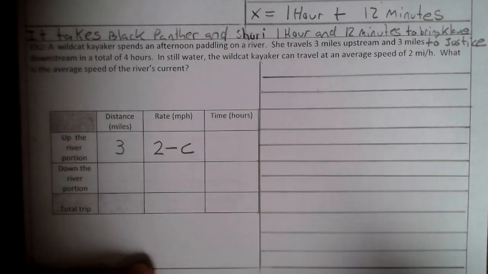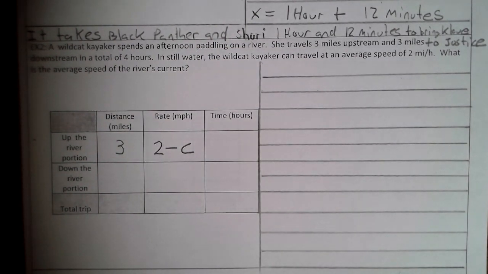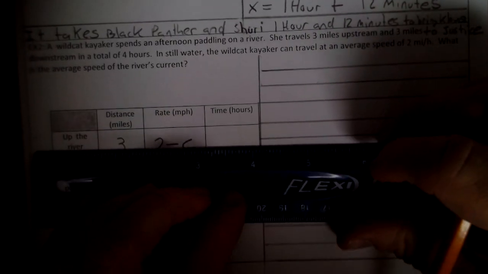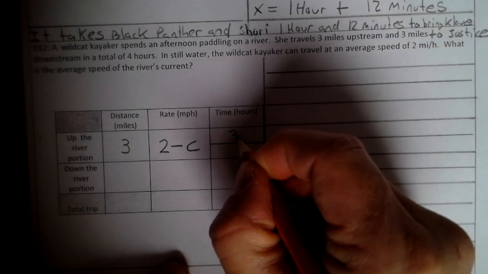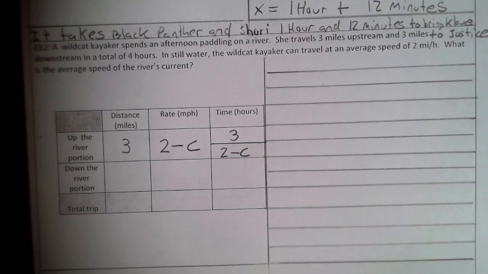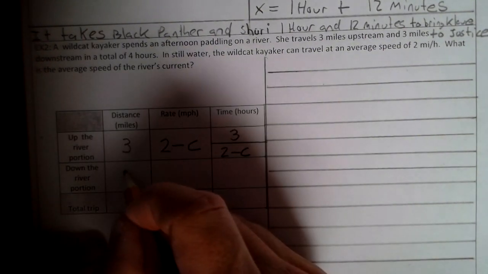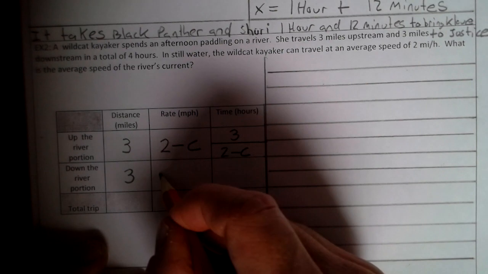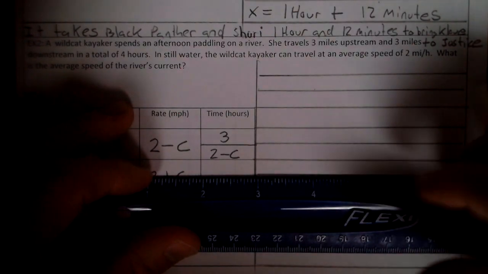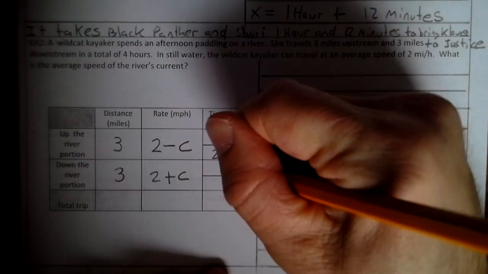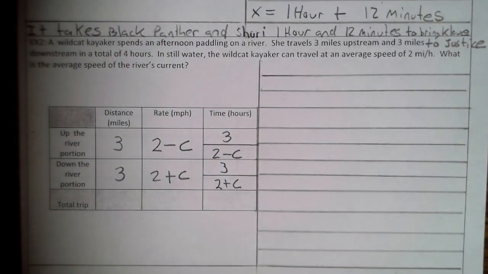Okay, so time would be 3 divided by 2 minus c. And the reason why it's minus c is because you go slower because you're going against the current. Now, going down the river is 3 miles. The rate would be 2 plus the current because you're going to go faster with the current. So the time is 3 divided by 2 plus c. Now her total time is 4 hours.